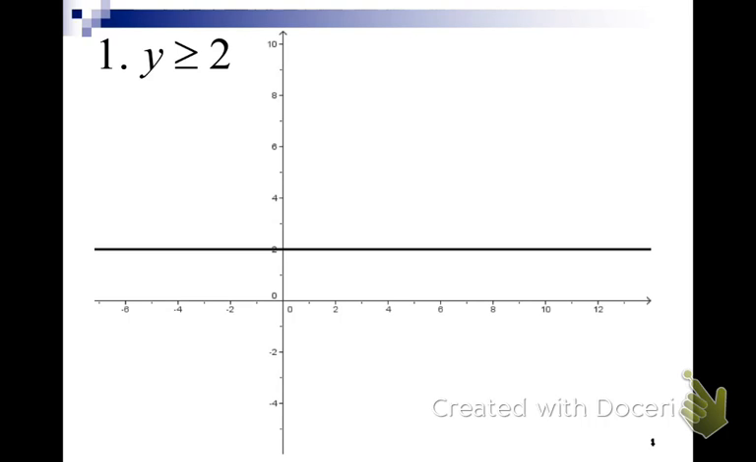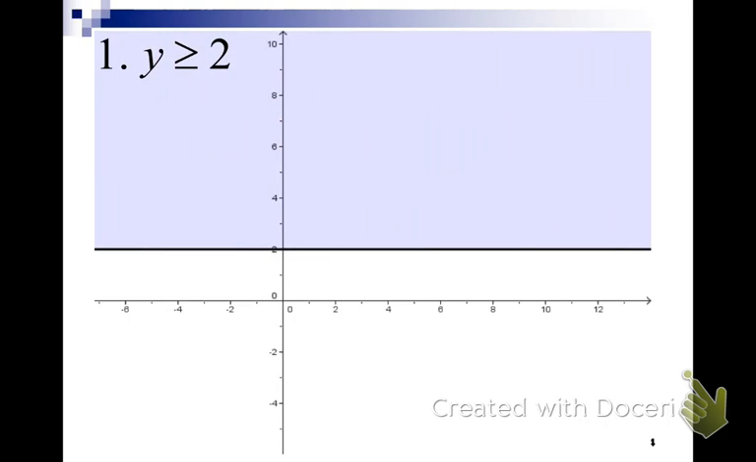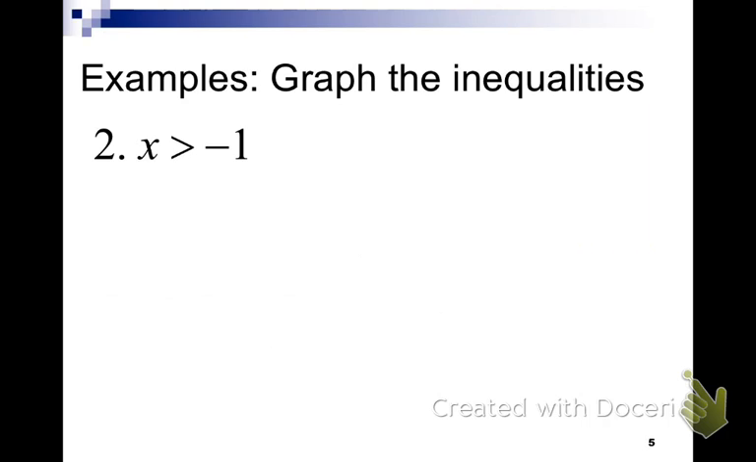So what does it mean to be above? Well, my y-intercept is right here. So that means it's going to be everything above that line. So shade everything above, y is greater than 2, so it's 3, 4, and so on and so forth.